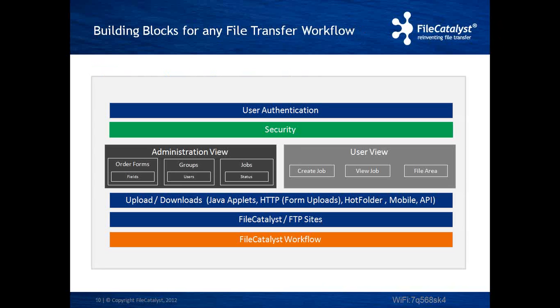Since we're talking about blocks, let's make a little Lego tower, I guess I would call it. So just to give you an idea how everything is combined together and how everything works. So you've got your FileCatalyst workflow that has multiple sites connected. The connectivity between sites is via upload Java applets, hot folder, or upload downloads.